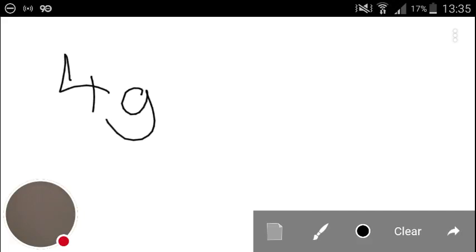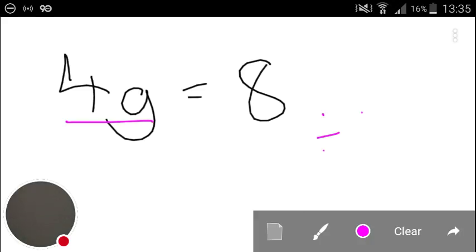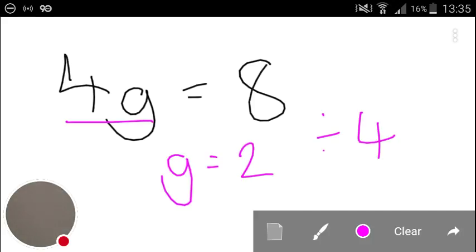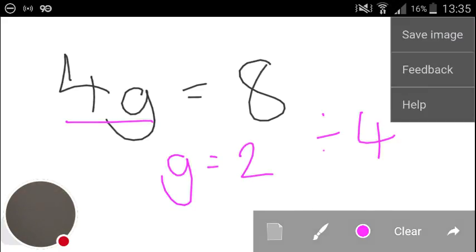So if 4g is 8, I only want to find one value for g, so I would divide everything by 4. g is equal to 2. Now, they're your more basic versions of solving equations, and they do progress quite rapidly throughout. However, for now, we'll start off with the basics and we'll build our way up.